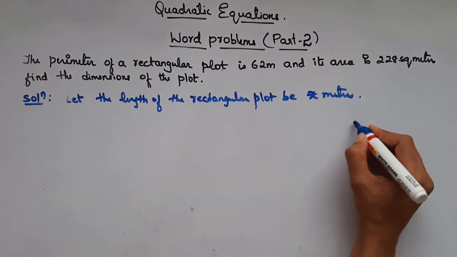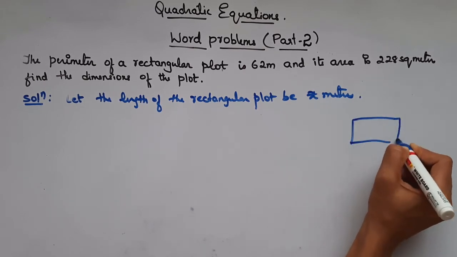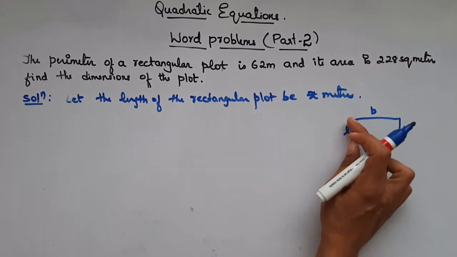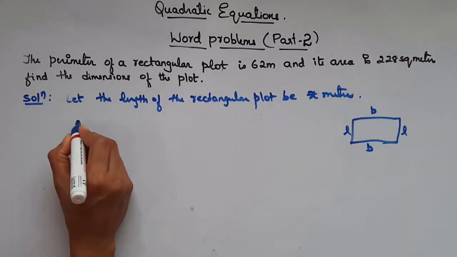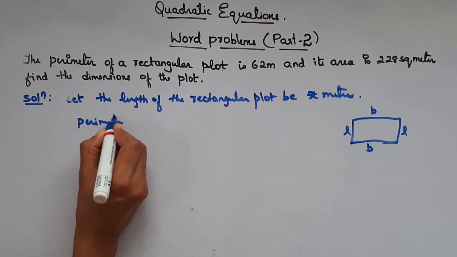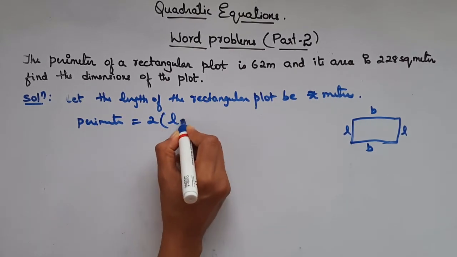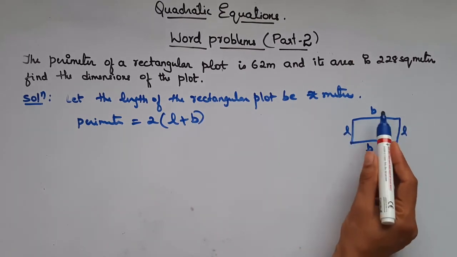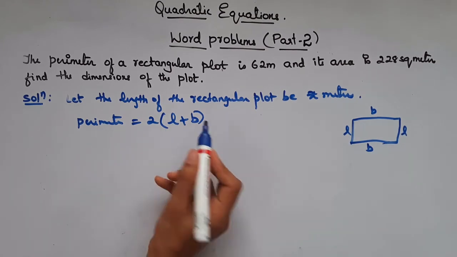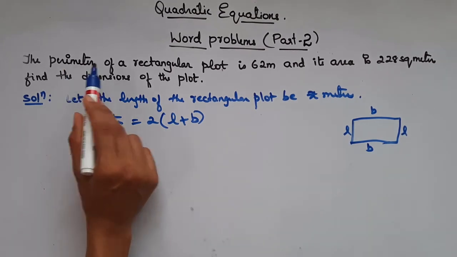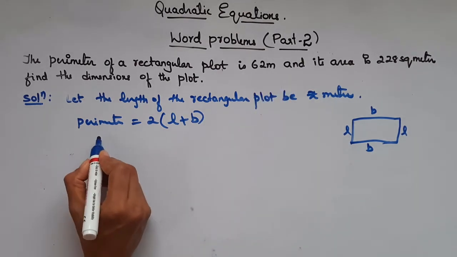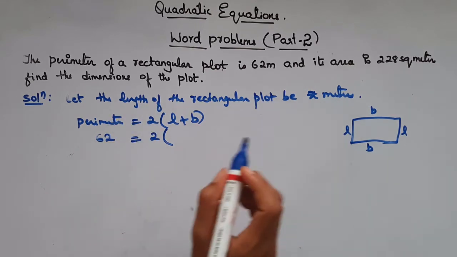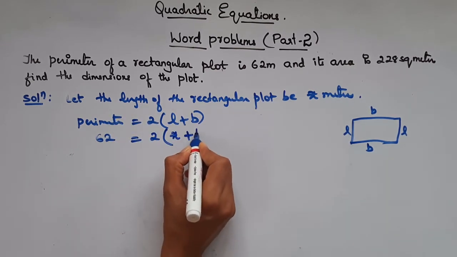So now here it says the perimeter of the rectangular plot. So what do you mean by perimeter? Now if this is your rectangular plot, this is your length and this is your breadth, length and breadth, right? Perimeter means all the sides, that is the outline. So therefore, perimeter is nothing but 2 times length plus breadth, that is 2 times L plus B, right? So here perimeter is given as 62 meters, which is equal to 2 into, we have taken length as x, plus breadth b.